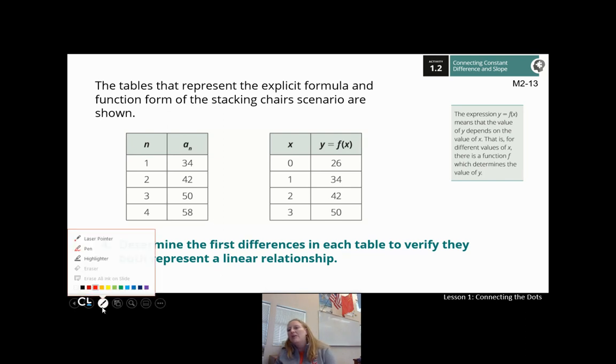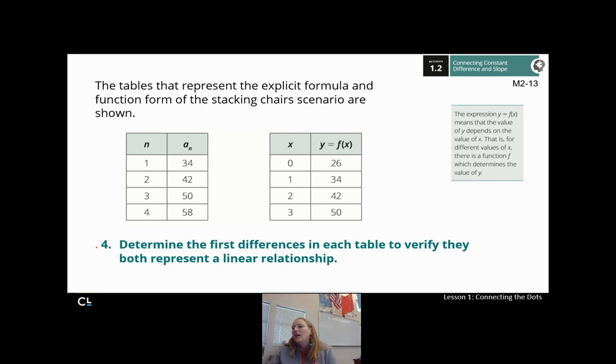All right, so I'm going to find my first differences. Are you ready? I got my pen at the ready. So I'm going to subtract these two to start with. If I do 42 minus 34, I get 8. And then I'm going to subtract these two. 50 minus 42 also gives me an 8. And then I'm going to subtract these two. 58 minus 50, of course, also gives me 8. Sure enough, I have a constant difference. I have the same difference showing up every time I subtract them.